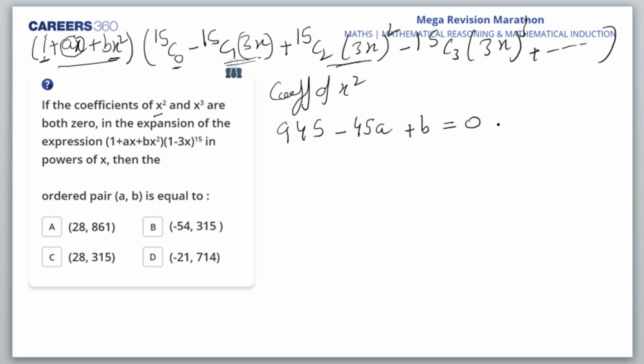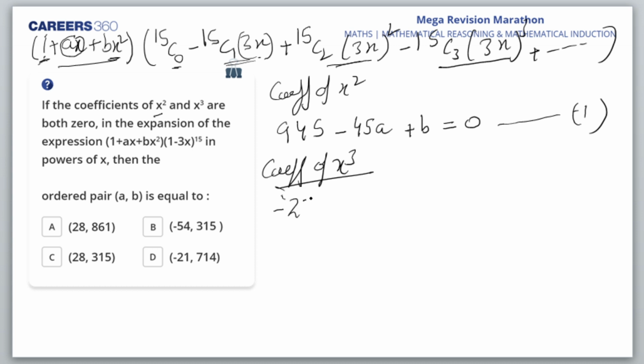This becomes the right equation. Am I right? Students, come on. What would be the coefficient of x cube? Similarly, how would I get the coefficient of x cube when 1 will be multiplied to this term? So what do I get? 9 3 27. 27 into 15c3. 15c3 into 27. So I'll just fast forward it. It would be minus 273. Am I right?